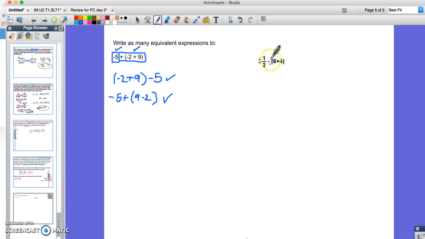The same goes over here. We want to determine what our terms are. So I have 3.5 as a term and minus parentheses 6 plus 4. One example would be if I simplified the numbers inside the parentheses, so 3.5 minus 10. All I've done is added 6 and 4 together.